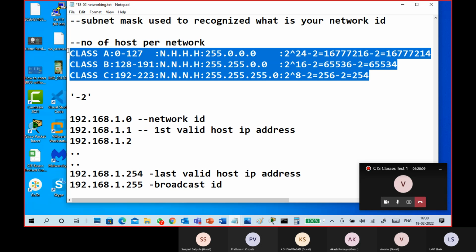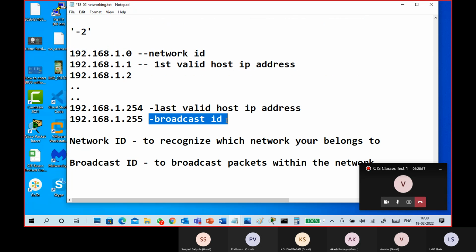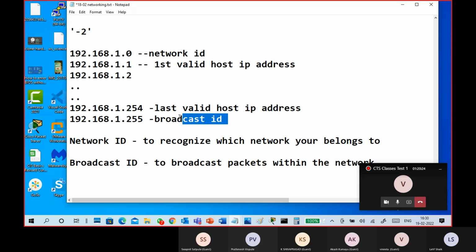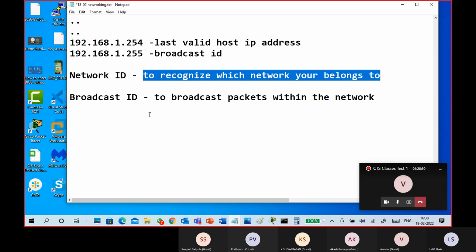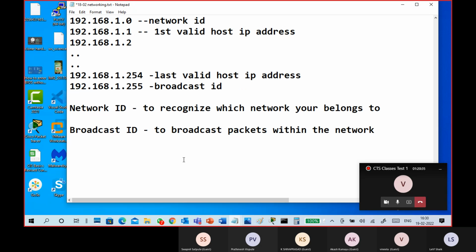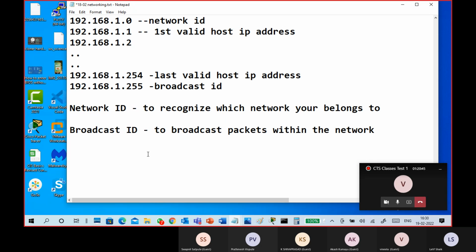Okay, so class A, class B, class C, I did a -2. Why -2? There is a network ID and there is a broadcast ID. So the entire single complete network, the starting one is network ID, the last one is broadcast ID. Network ID is used to recognize what network you belong to. Broadcast ID is to broadcast the packets within the network. So we don't use network ID and broadcast ID for communication purposes.